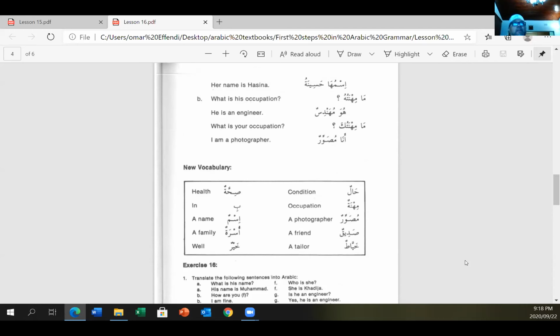أنا نجار. Okay, remember your answer must start with "I am", because you say you are a whatever. You won't say "the carpenter". You say I am a carpenter. I am a doctor. Ana tabibun, I am a doctor. Ana talibun, I am a student. Ana muhandisun, I am an engineer.